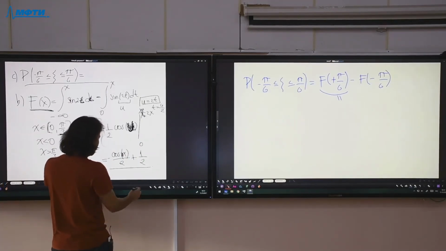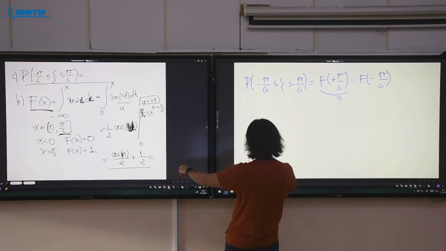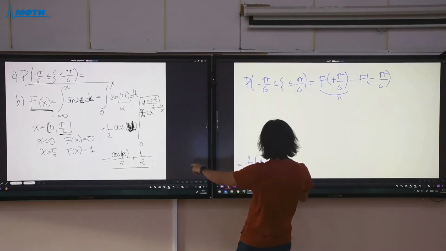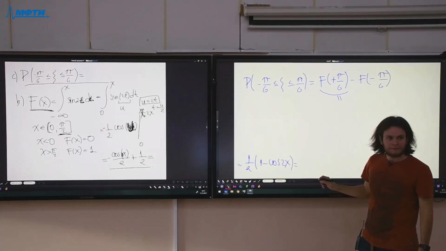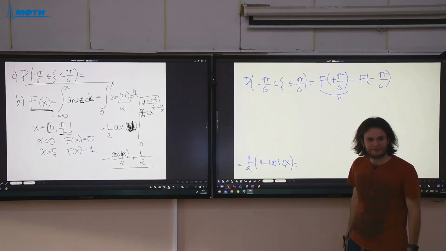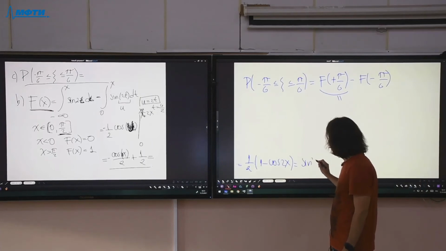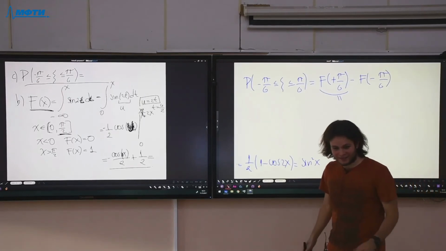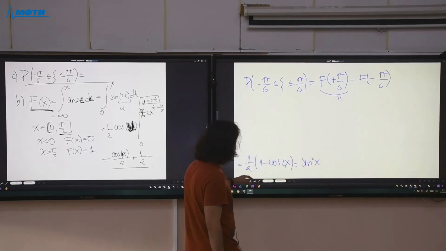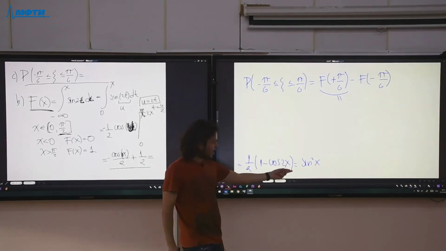So look, what is this? Let me write that over here. So this is 1 over 2 times 1 minus the cosine of 2x. What is this? Is it just 1 minus cos squared 2x? Like this, yes. This is true, right?